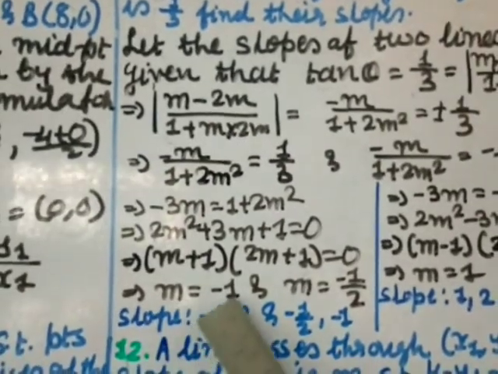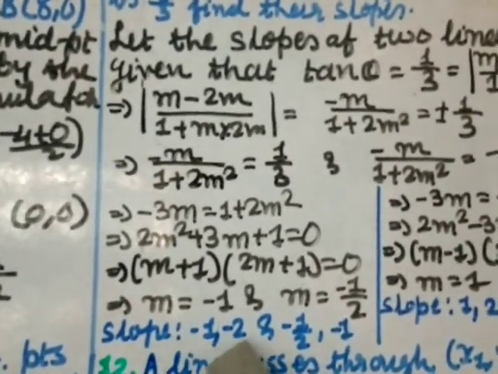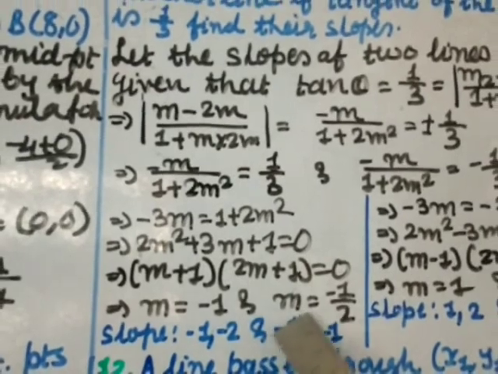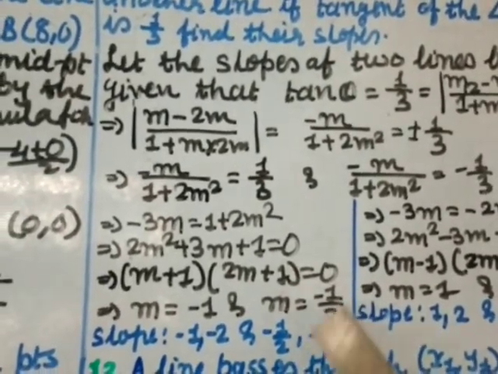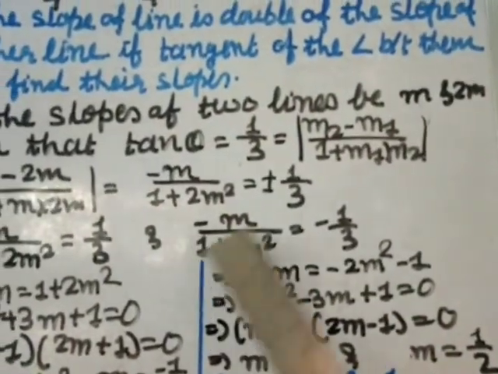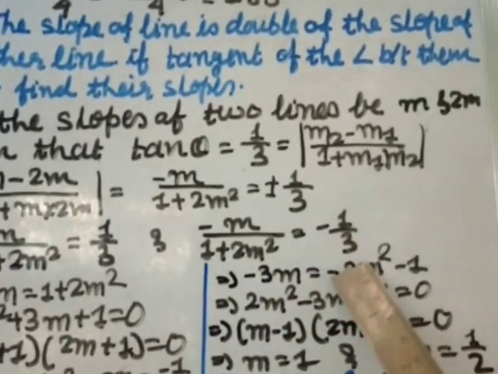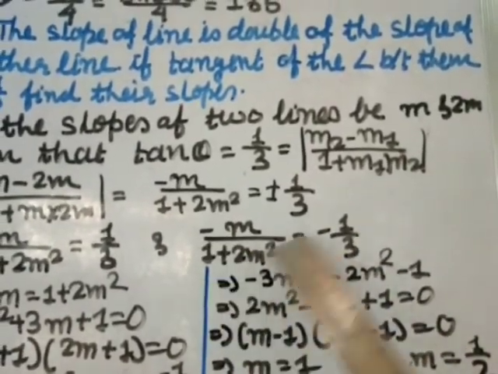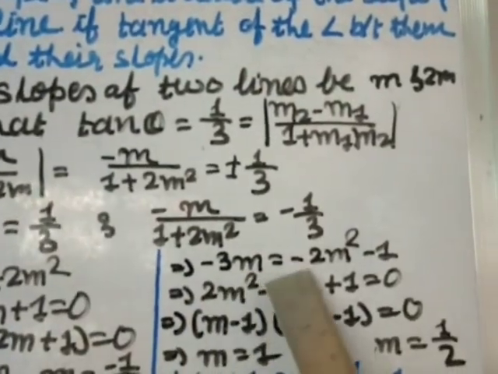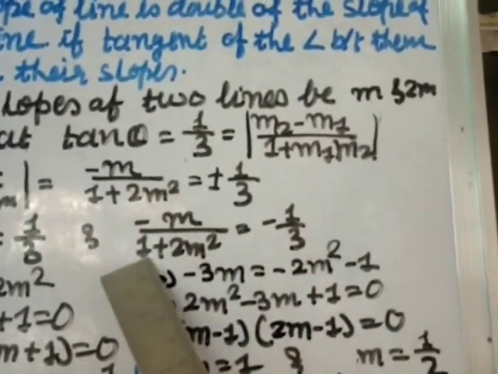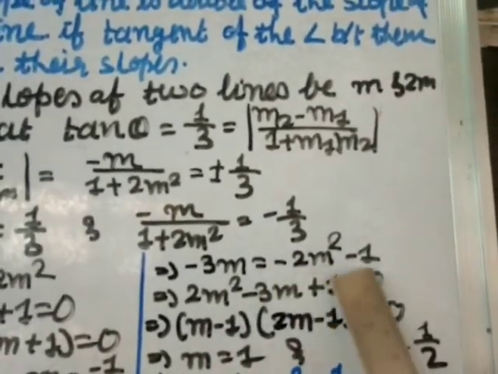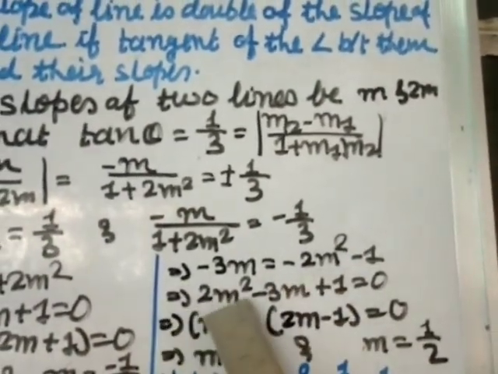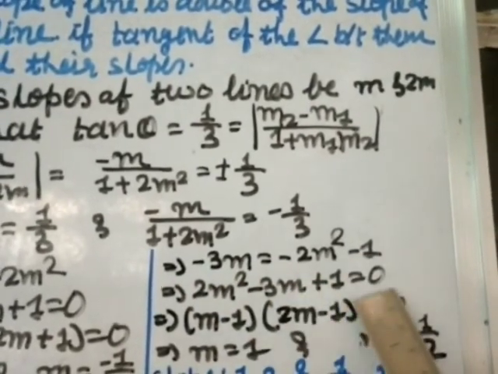Now if the slope is minus 1 for the first line, then the second line will be minus 2. And if the slope is minus 1 by 2 for the first line, then the second line will be double of this, so multiply by 2, so it will be minus 1. Now let us see the second part. When you take minus m by 1 plus 2m square is equal to minus 1 by 3. So 3 transfer over here, and these 2 transfer over here. So you get minus 3m is equal to, multiply here, so this is negative, so both will become negative: minus 2m square minus 1. Now transfer this over here, so it becomes positive 2m square minus 3m, this becomes plus 1 equal to 0.